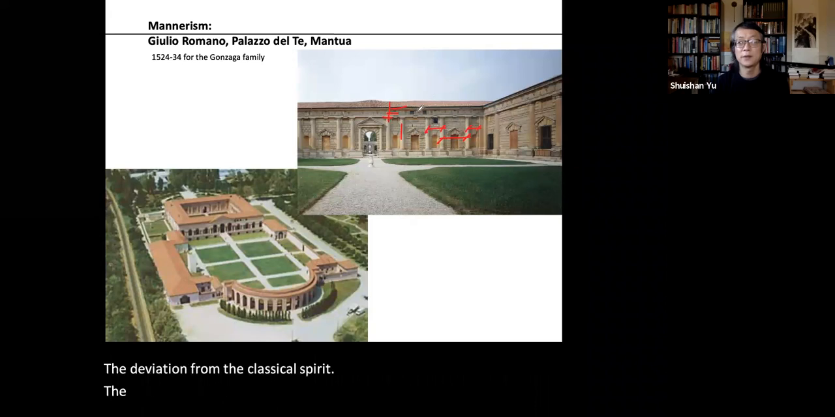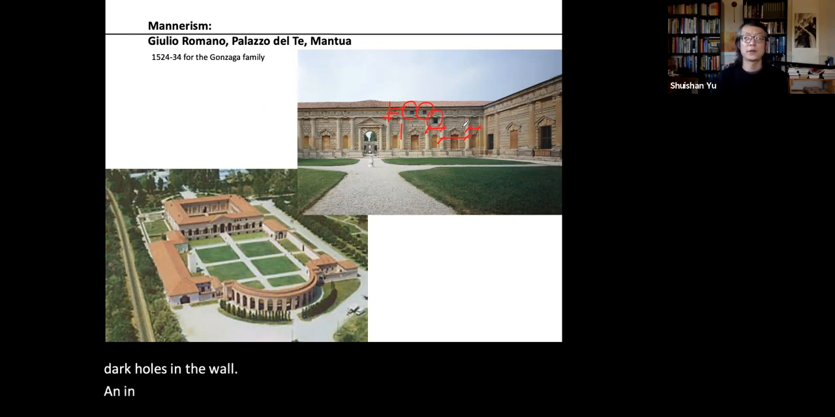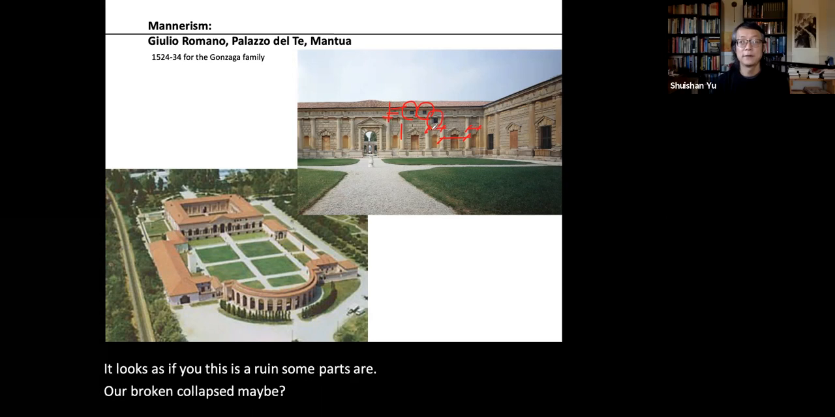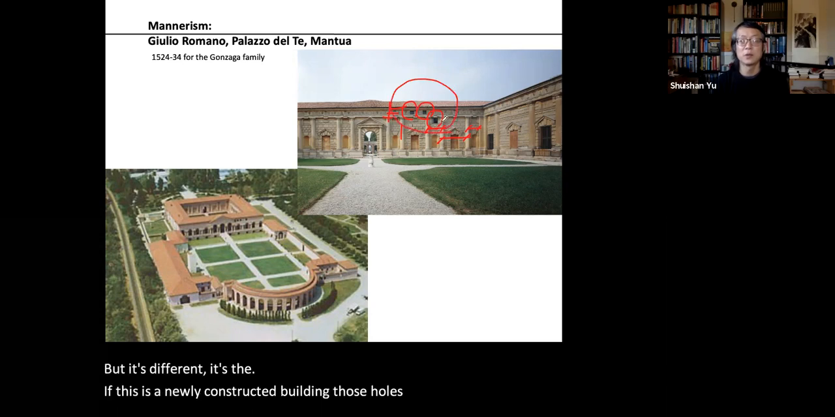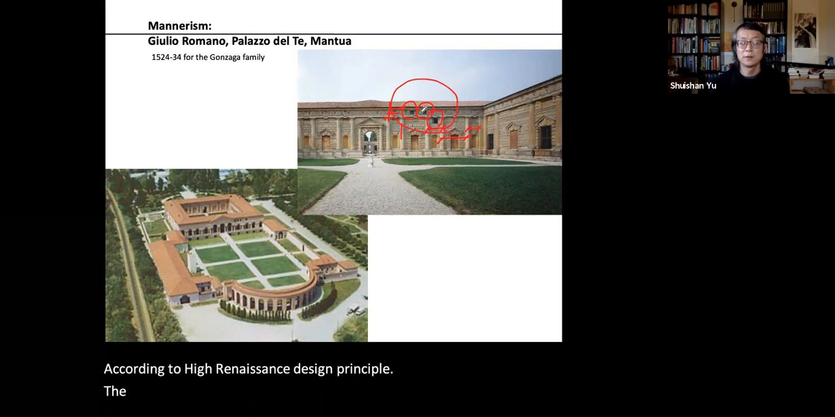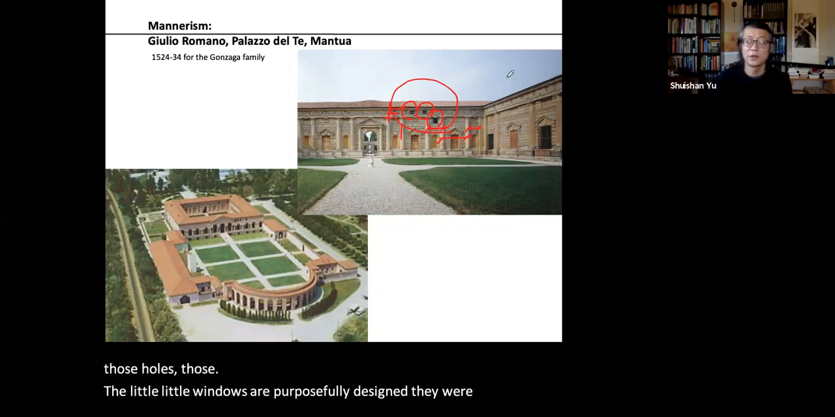And secondly, you might notice there are some dark holes in the wall. And in classical architecture, they shouldn't be there. It looks as if this is a ruin. Some parts are broken, collapsed, maybe. But it's different. If this is a newly constructed building, those holes shouldn't be there according to High Renaissance design principle. They are purposefully designed. So all those holes, the little windows, are purposefully designed. They were not missing parts in the architecture.